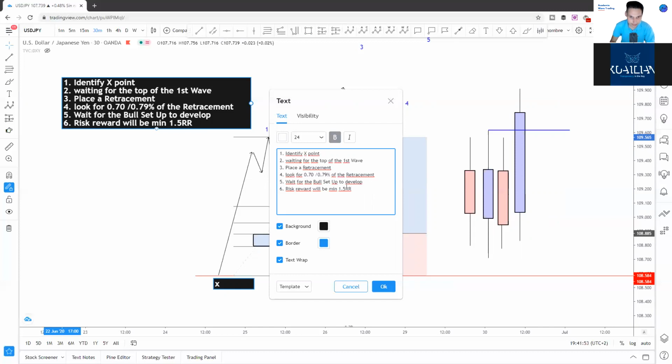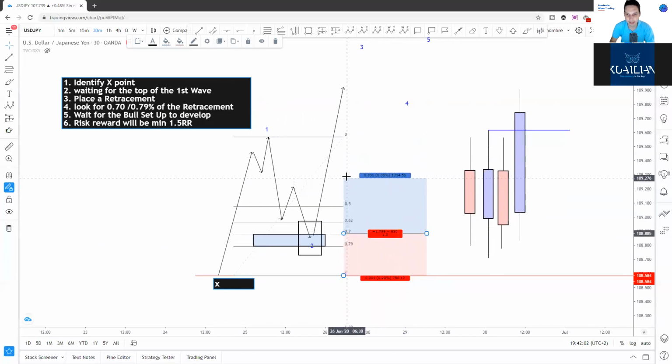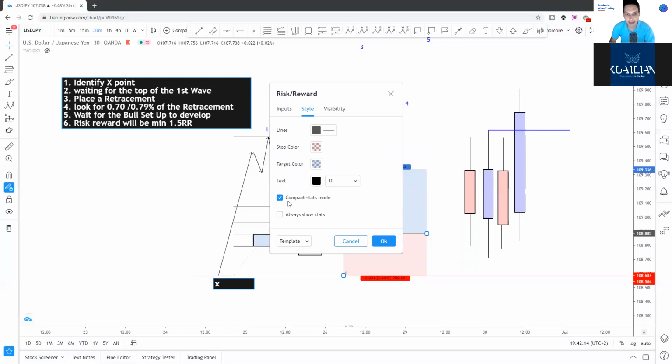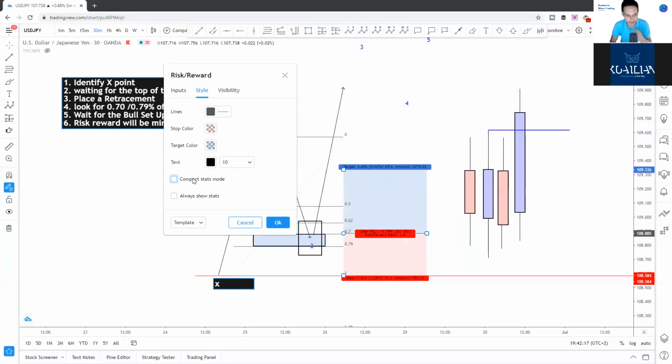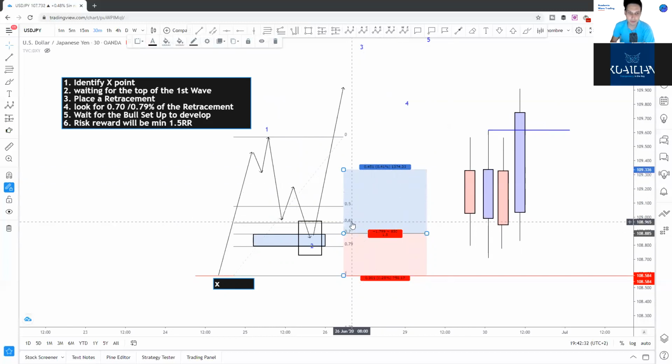Okay, then the magic of this tool is that we have the risk reward. You see it here, 2.26, and then we have here 1.5. This is the risk reward ratio. We have it here on style. I just always place it on compact, you know. If you place it compact, it will just say you the number. Then already it gave us a good risk reward.